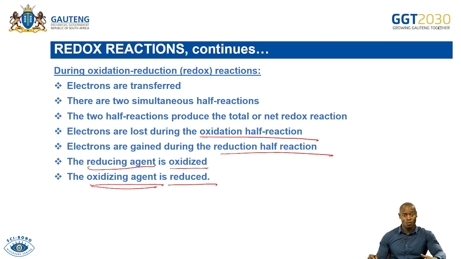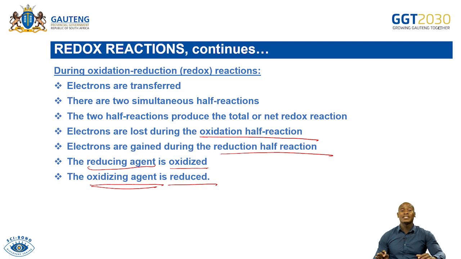The oxidizing what? Agent. I hope it's making sense. So please, I know in most cases, learners confuse oxidation with oxidizing agent, and then reduction with reducing what? From now on, you should know those are two different things. Reduction is not a substance, but it's a reaction. But reducing agent is a substance, it is not a reaction. That is very, very important. So learners, make sure that you don't confuse the two.